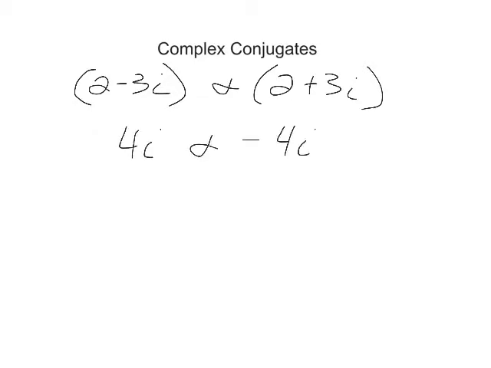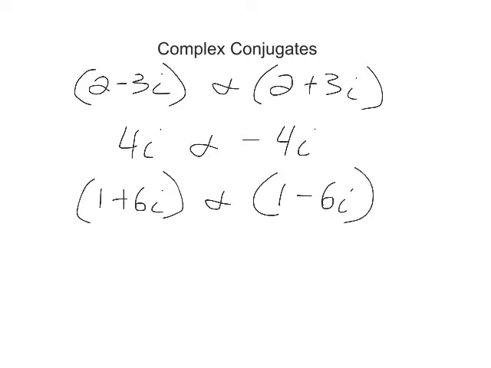Now, real parts alone don't have conjugates. It's only the imaginary part where we have a conjugate. Another example, 1 plus 6i and 1 minus 6i. And you get the general idea. The real part stays the same. The imaginary part changes. Let's take this last set right here, and I'll show you something neat about the product of complex conjugates. Let's say we want to multiply 1 plus 6i by 1 minus 6i.